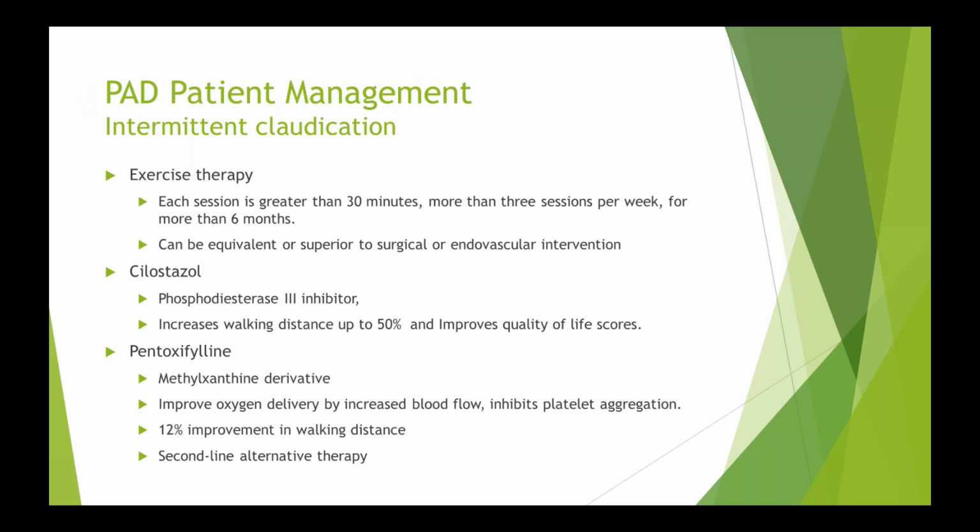Initial treatment for peripheral arterial disease is cardiovascular risk modification and antiplatelet therapy to reduce the risk associated with cardiovascular and cerebrovascular complications and improve patient survival. These include smoking cessation, glycemic control in diabetic patients, blood pressure control in hypertensive patients, statin therapy, and antiplatelet therapy.